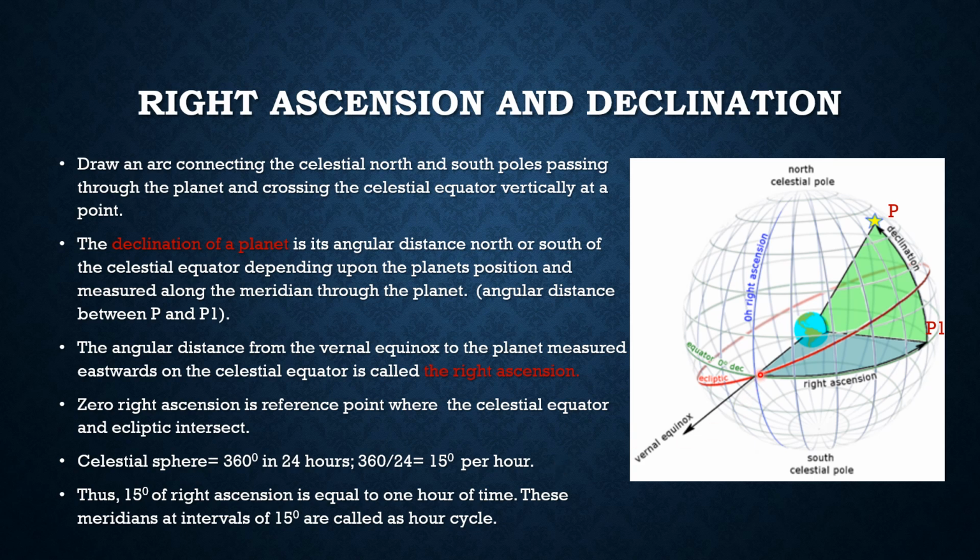So each meridian that is there towards the right of the vernal equinox, if you move like this, this is the first meridian, with reference to this it is 15 degrees, and the time that has elapsed is 1 hour. So these meridians at the interval of 15 degrees are called hour circles.